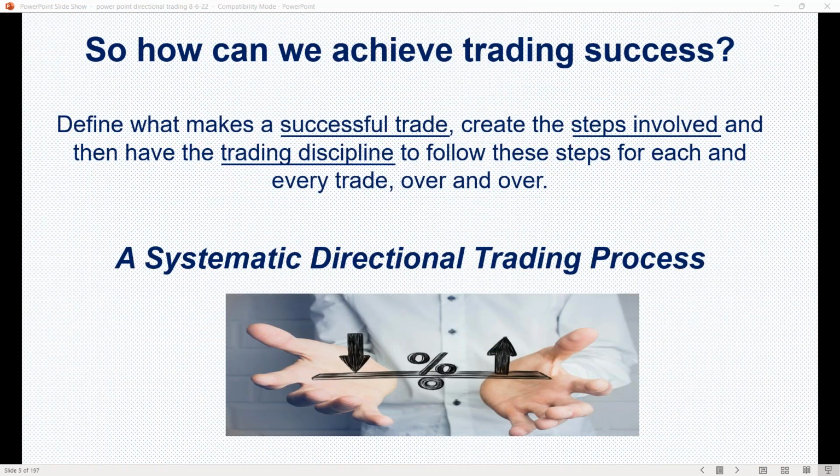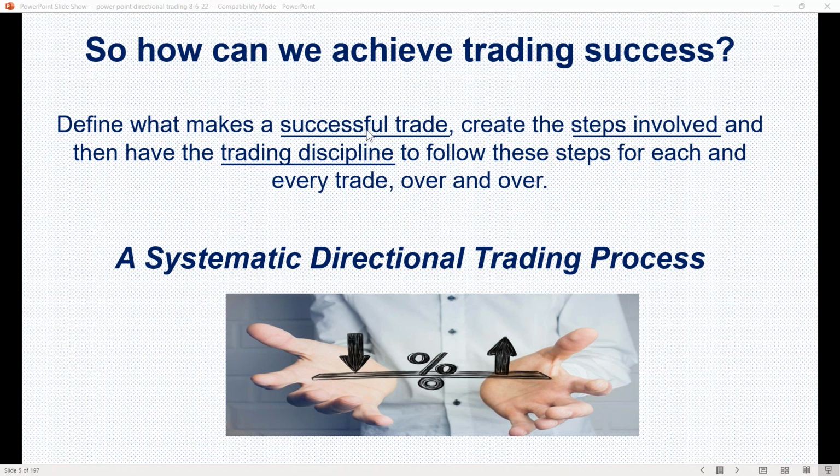Now, how do we achieve the kind of trading success that we're looking for? First off, define what makes a successful trade for you. Go back and look at all the trades that you've done, the ones that were successful, plus the ones that were not successful or losers, and then dissect and break those trades down and find out why they were successful. Pick out the points that you did right, write those down, and that turns into a process. That's what I've done.